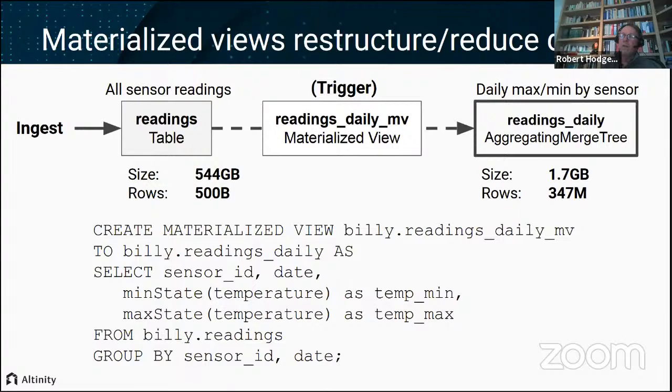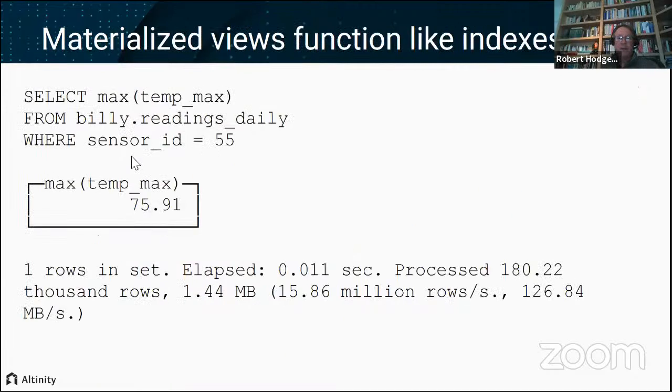And materialized views are basically a transformation on a table. So you have a readings table, which I've been using as an example. I build a materialized view that stores the minimum and maximum temperature for each sensor for each day. And it's kind of like an index. It vastly reduces the amount of data, and it allows me to reduce the size of the query.